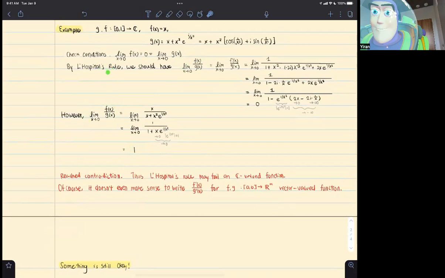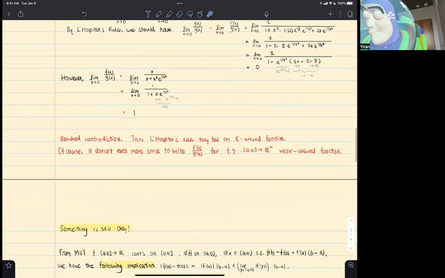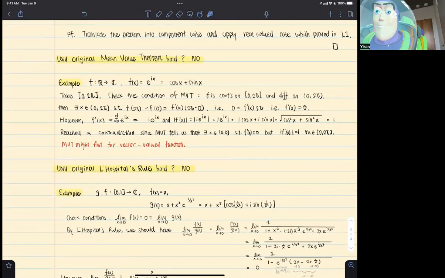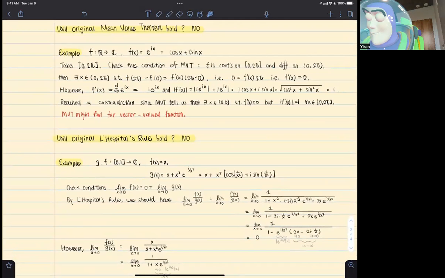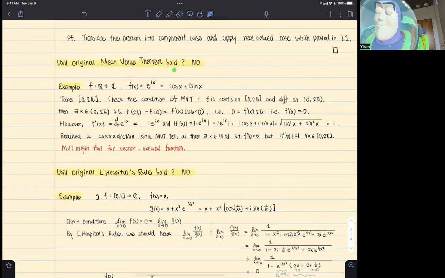Therefore, L'Hopital's rule does not hold in this case, even though all the conditions of L'Hopital's rule are satisfied. Therefore, L'Hopital's rule does not hold for vector valued functions. And you can also find some examples that it does not hold for complex valued functions. Therefore, we will not cover in this video the updated version of the mean value theorem or L'Hopital's rule for complex valued or vector valued functions. All I show here is that the traditional one that we introduced and proved for the real valued version does not hold anymore for complex valued or vector valued functions.